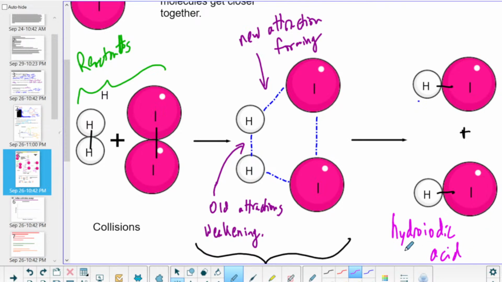Hydroiodic acid. And of course these are called products. Does everybody have the entire diagram down? Does anybody not have the entire diagram down?